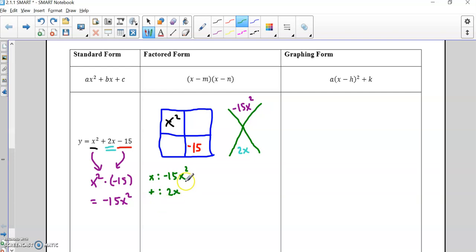Whatever two numbers we pick has to fulfill these two conditions. So we say, okay, well, we know that 5 times 3 makes 15, but because we need it to be negative, one of those is going to have to be negative. So we play around with it a little bit, and then we realize, okay, well, if we did 5x and negative 3x, 5 times 3 is negative 15, 5 plus negative 3 is positive 2. So that's when you know you've done it right.